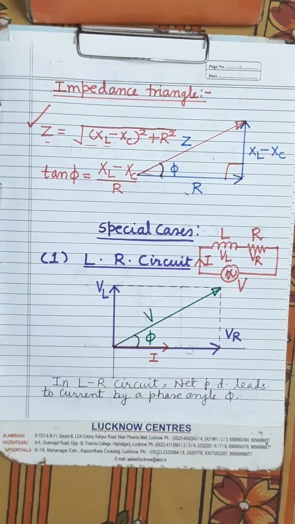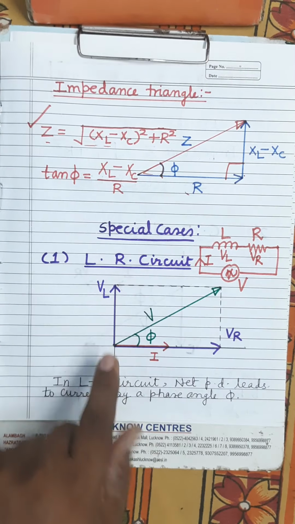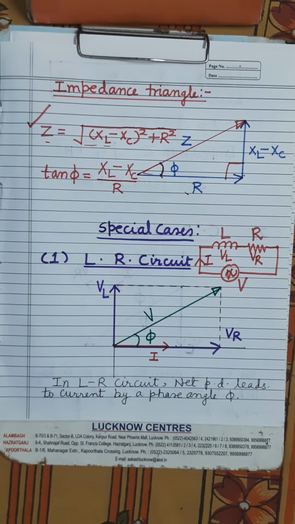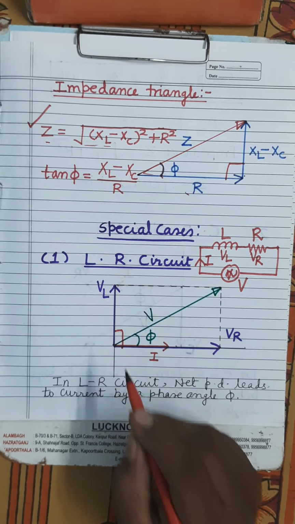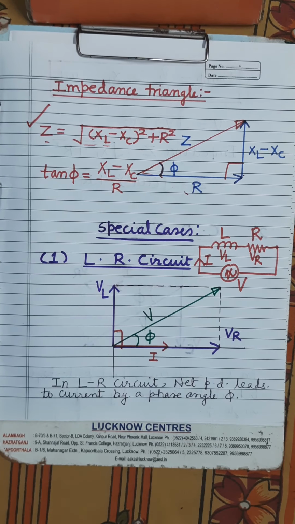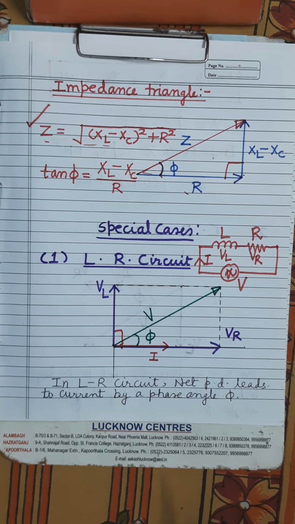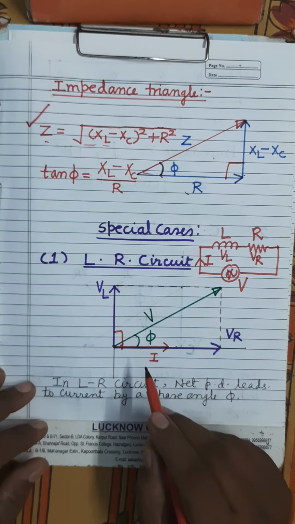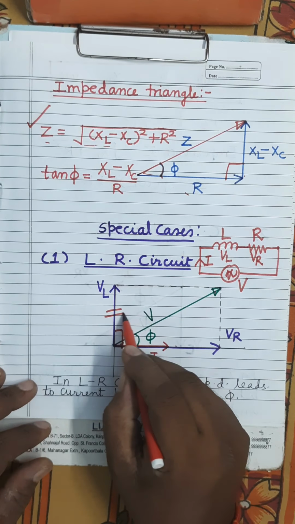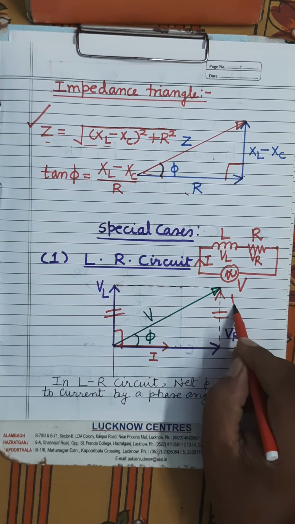Here the potential difference VR is in the same phase as I. So you can represent this way. VR and I are both in the same phase. VL is leading the current by a phase angle. So what will be the net potential difference? That we can find by completing the parallelogram. Net potential difference will be represented by this diagonal. This is VR and this one can be taken as VL.